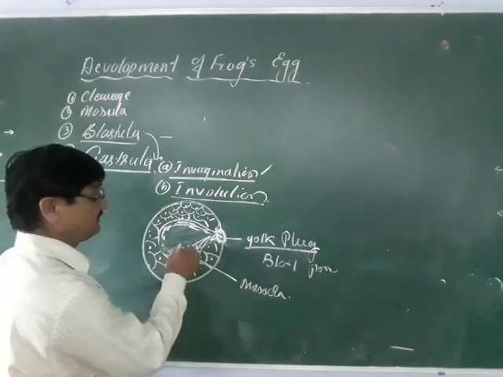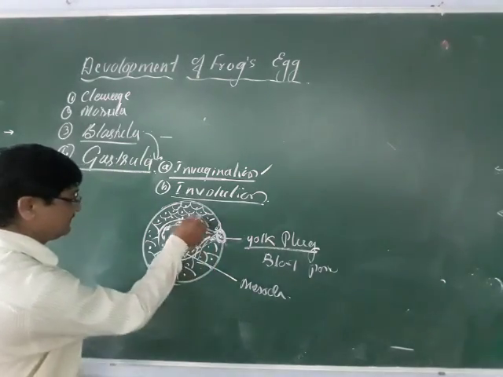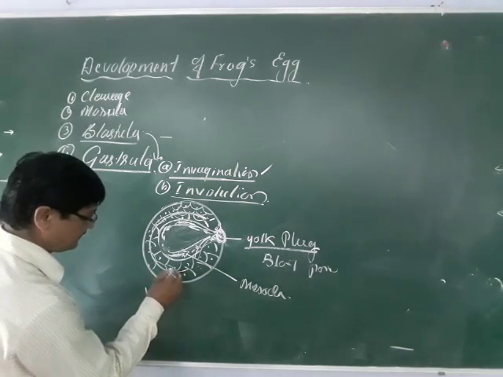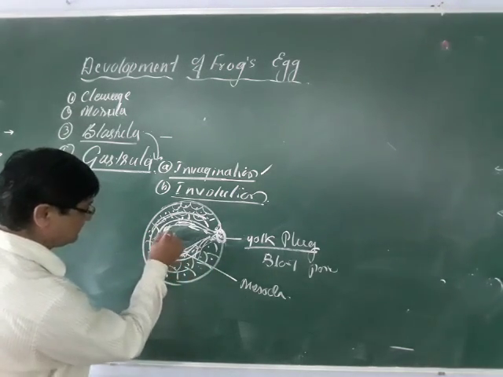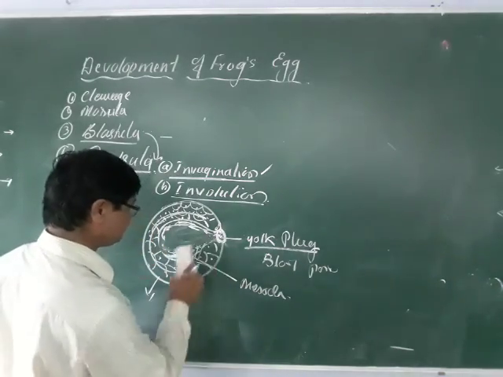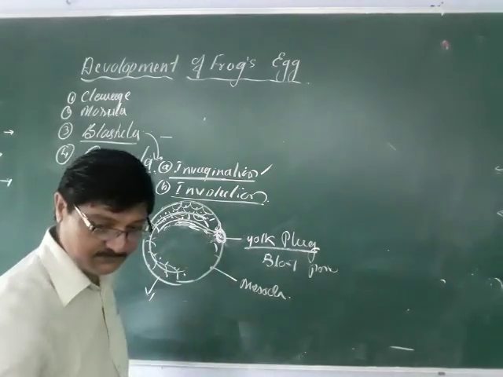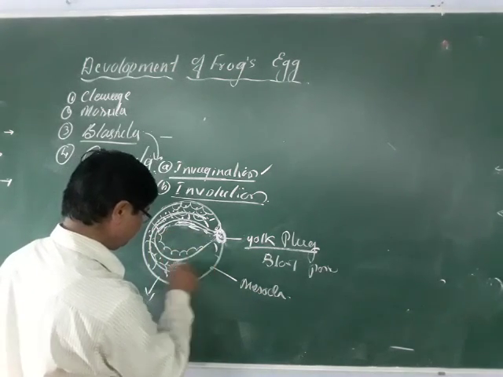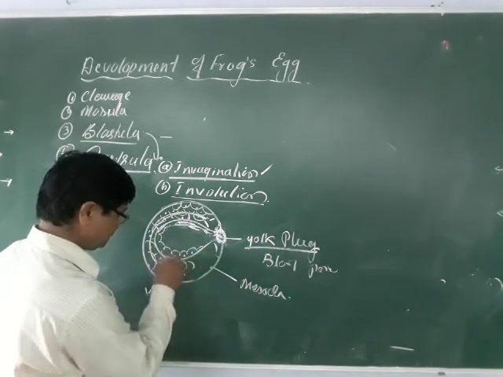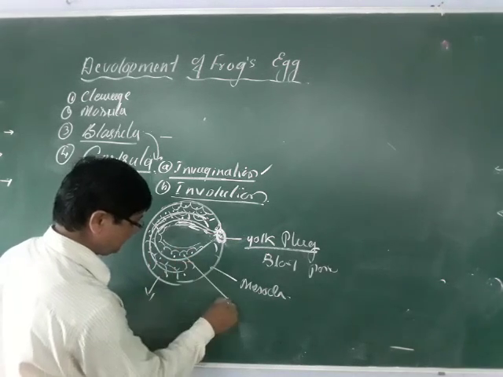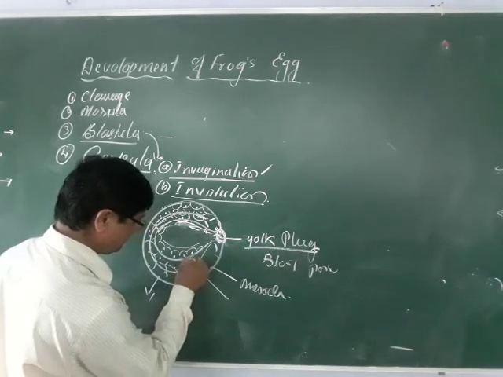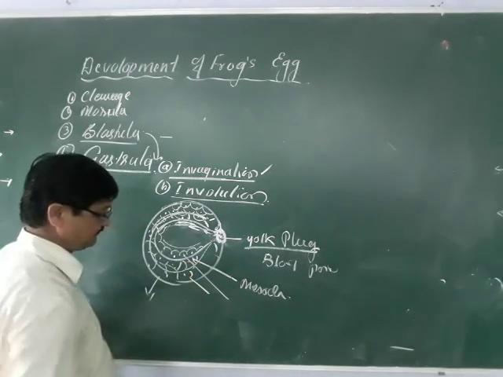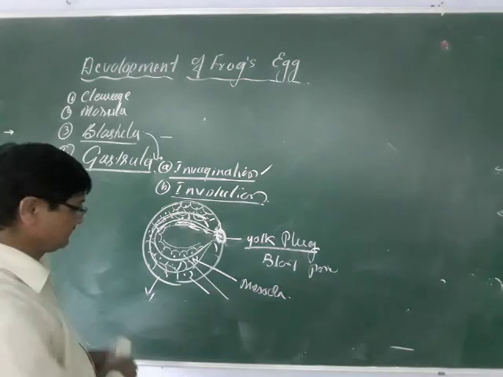And as a result of it, one more layer develops. You can say here this is the ectoderm. And if you consider the cells arranged here, just for your convenience, you can refer to that. The cells occupied here like this. So you can say here this is the endoderm, this is the mesoderm, this is the ectoderm. Just like that.